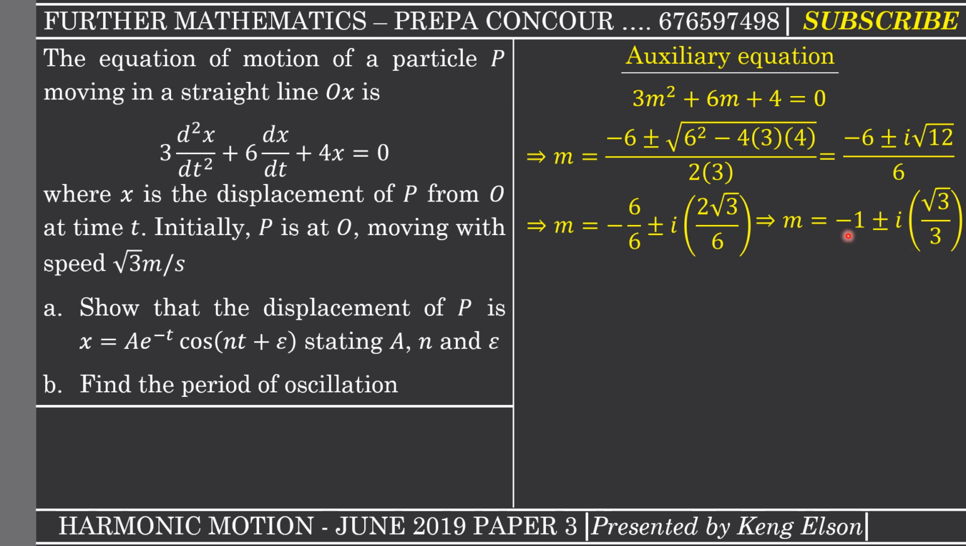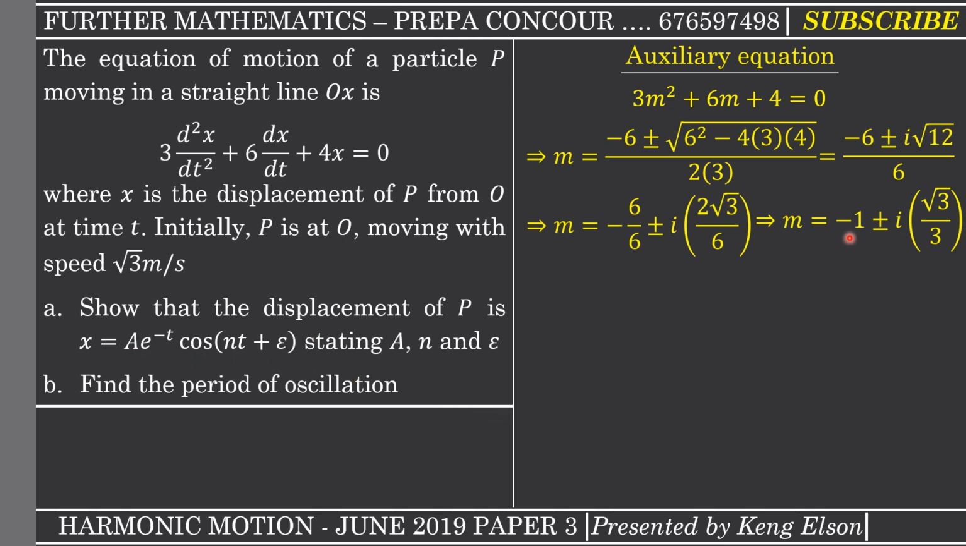All right, so when the roots are complex, then the motion is oscillatory. Yes, when the roots are complex, the motion is oscillatory. Now when you're oscillatory, you could be either simple harmonic or damped harmonic. But in this case, since the real part of m is not 0, then it is damped harmonic. The real part is -1. Anyways, we are concerned with getting the general equation.